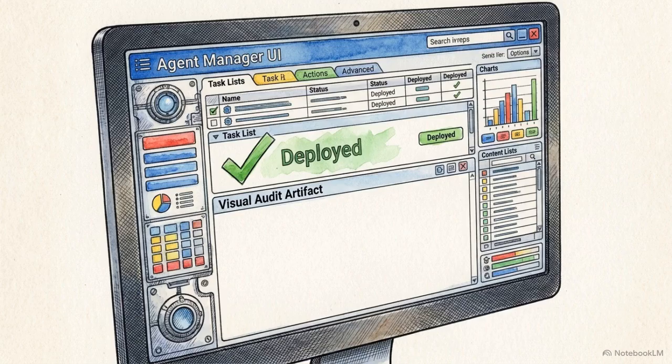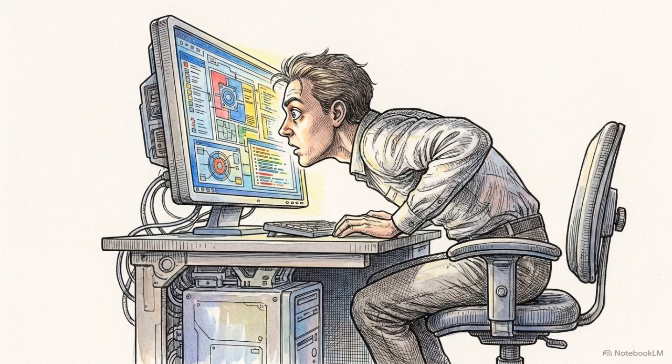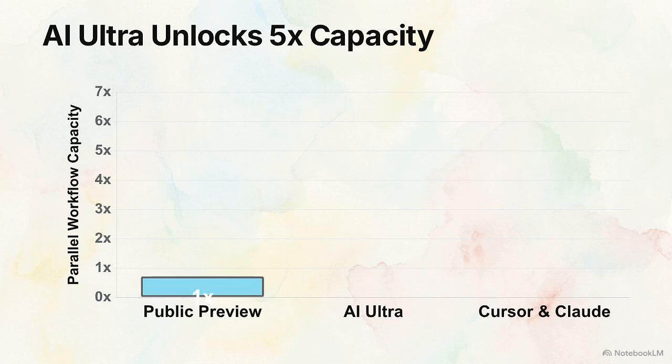A subtler risk occurs when the browser agent encounters an error and decides to skip the visual audit. It will report that the task is deployed based solely on the code it just wrote. You cannot trust that summary. If the browser tool fails, you have to open the preview yourself and manually verify the UI changes, or you risk shipping broken work.